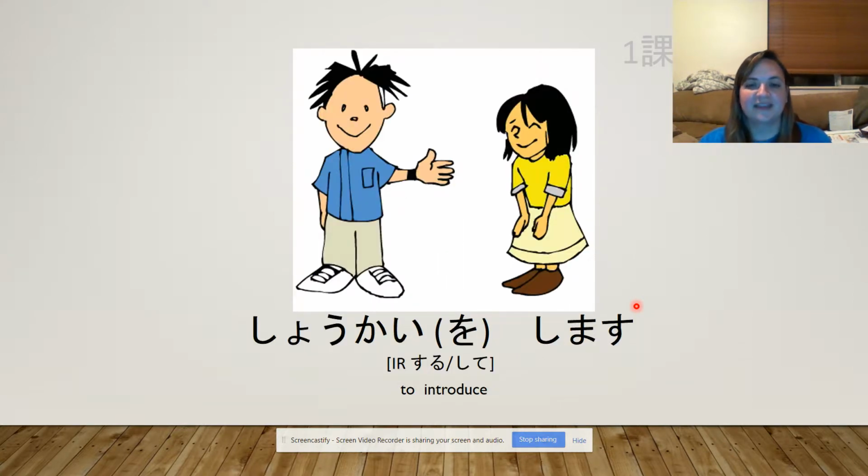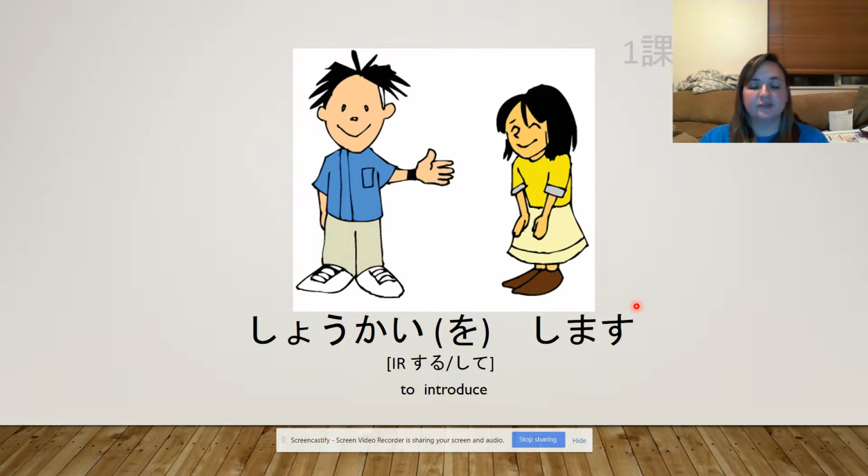はい。次。紹介をします. So this is considered one of our suru verbs. I call them the noun verbs, where you can take your noun, right, and then add shimasu or suru to the end of it, and it becomes a verb, right? So shokai means introduction, okay? And when you put shimasu to it, it becomes shokai o shimasu.